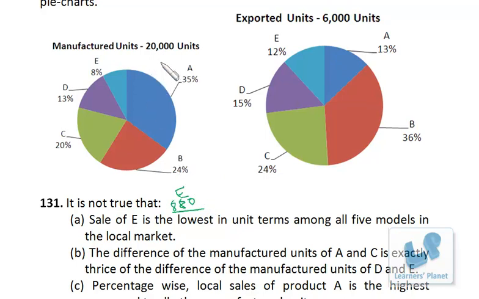Then B 24% of 20,000, that is 4,800, and 36 into 6, that is 2160, is the export, and that means local must also be around, more than 2,500, so not to consider even B. C 20%, that is 4,000, and C here 24 into 6, that is 1440, so even it is around 2,000, so not to consider. D 13% of 20,000, that is 2,600, and here the export is 900. So from 2,600, if we deduct 900, the figure will definitely be more than 880. So definitely sale of E is the lowest in unit terms, so that's true.